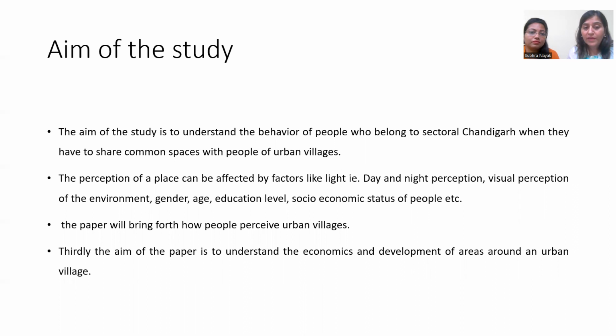The perception of a place can be affected by factors like light, that is day and night perception, visual perception of the environment, gender, age, education level, socioeconomic status of people. The paper will bring forth how people perceive urban villages. Thirdly, the aim of the paper is to understand the economic and development of areas around an urban village.